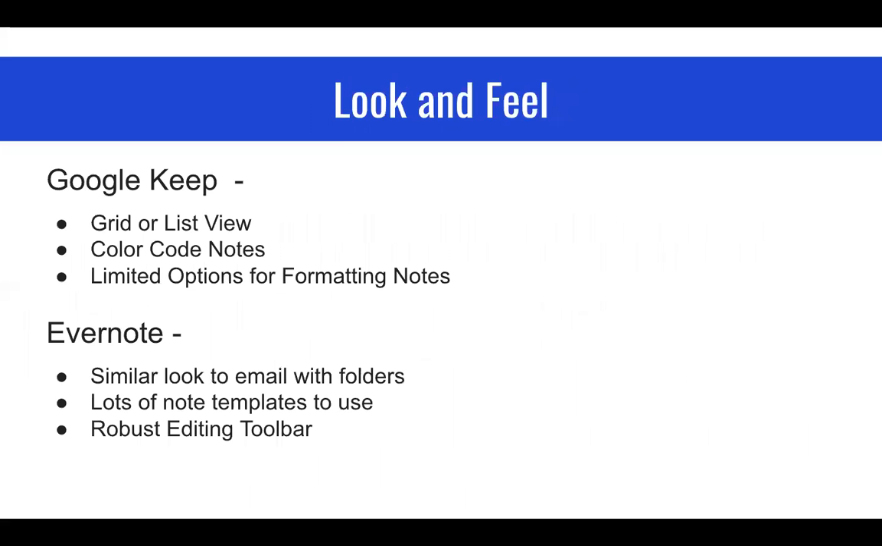So two different note-taking apps, two different looks and feels. Google Keep offers you a grid or a list view. You can color code notes, and it has limited options for formatting. Evernote is similar to your inbox in your email with folders. There are lots of note templates to use, and it has a robust editing toolbar. So let's take a look.